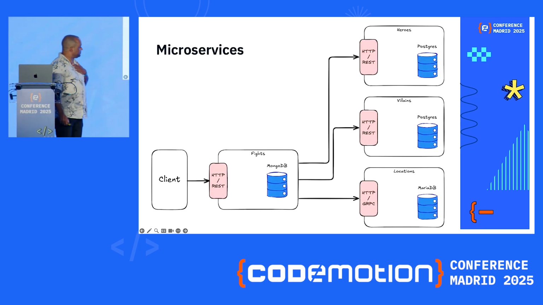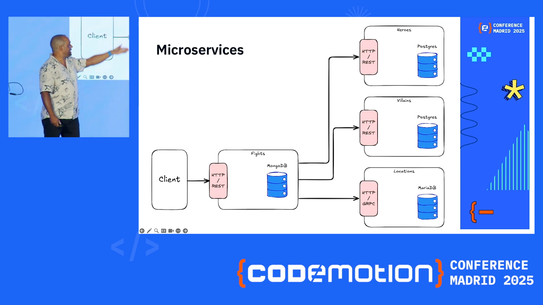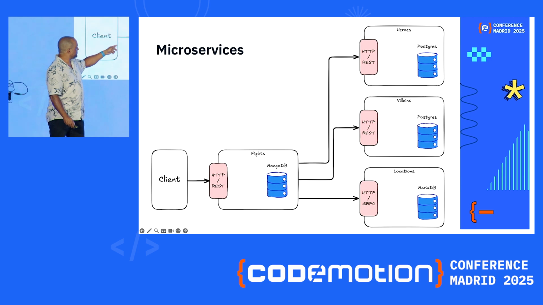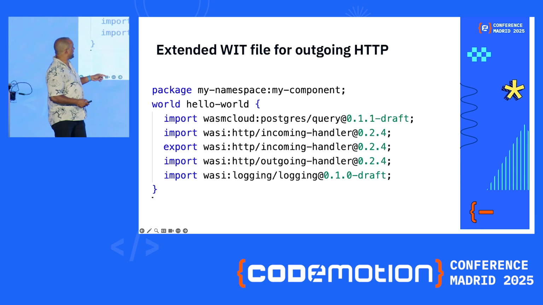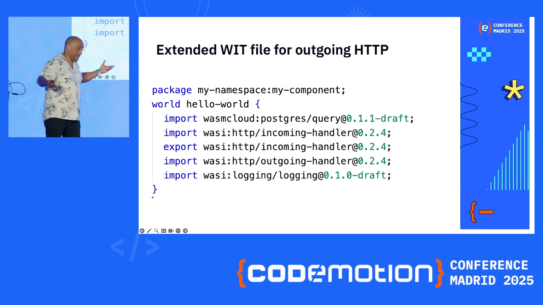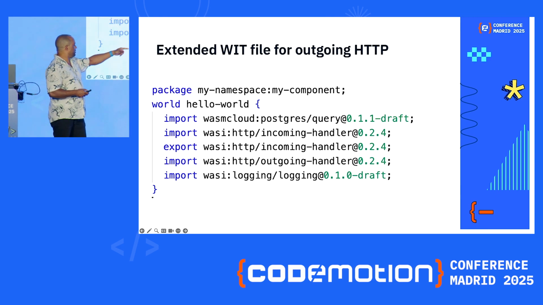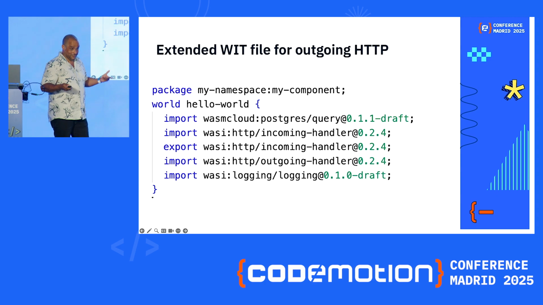So what we can do, these 4 microservices, well, at least the 3 on the right, we kind of covered that one. This one, the fights one, needs to have a little bit more access because it needs to make HTTP calls as well. So then we need to add one more line, import outgoing handler, and then we have access to calling HTTP. Again, if you don't do it, you can't. So that makes it really clear what you can do. I also added logging, so you can write logs, because also, if you don't do that, you can't do it.